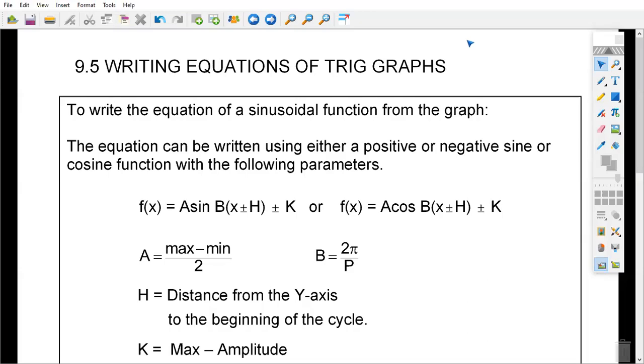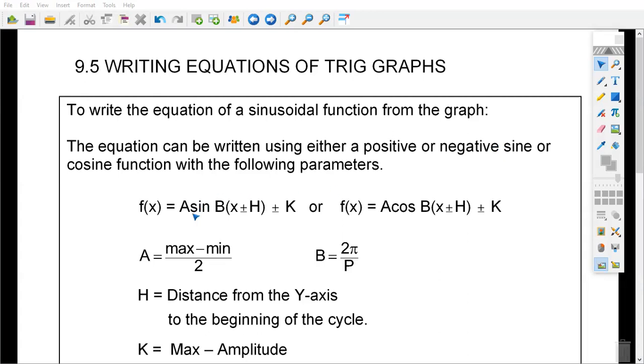So we are doing 9.5, writing equations of trig graphs. Yesterday in 9.4, we only focused on trig graphs that started at the origin, right? So we only had A and B. Today, we're moving around. We are going to be finding our H and our K.